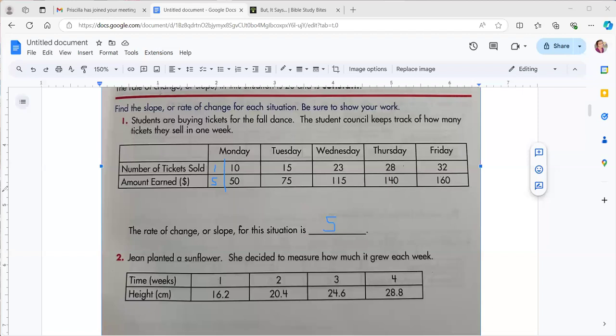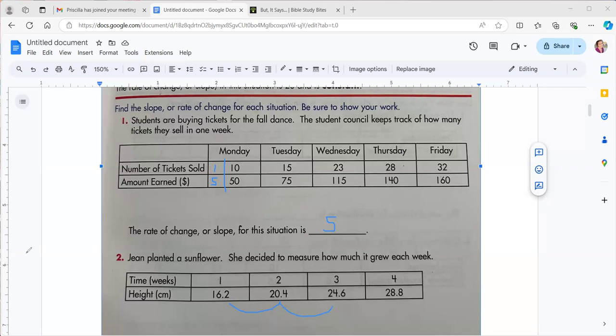Okay, Jean planted a sunflower. She decided to measure how much it grew each week. Now we're going to start at 1 and count. So this one is nice. It already gives us the unit rate, and hopefully it's consistent. 1, 2, 3, 4. Is it 16.2 each time? No, it's not. You notice this did not jump up 16.2. So that tells me that it already had some height when she started it.